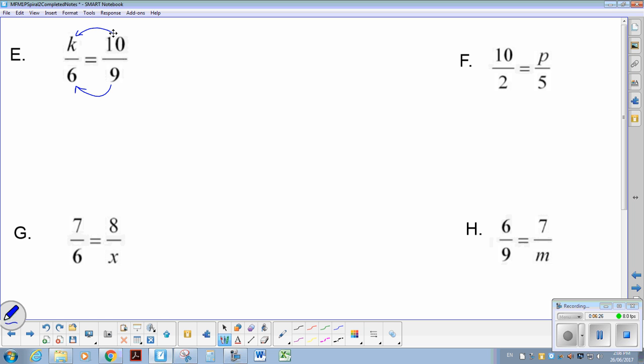So 9 times what gives us 6. 9y equals 6. Divide both sides by 9. It's an inverse operation. Y equals 6 divided by 9, which is 2/3, or 0.6 repeated. So 9 times 0.6 repeated will give me the answer. If I multiply that by 10, my k value will equal 6.7.